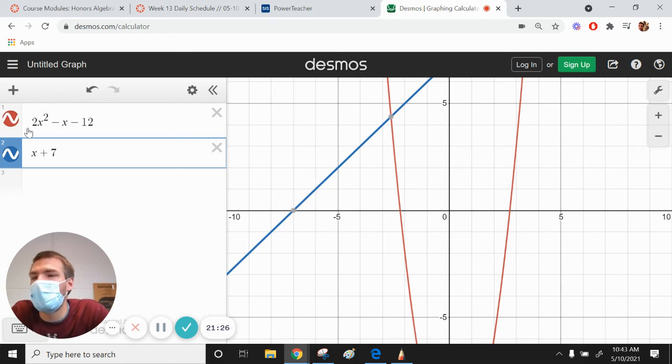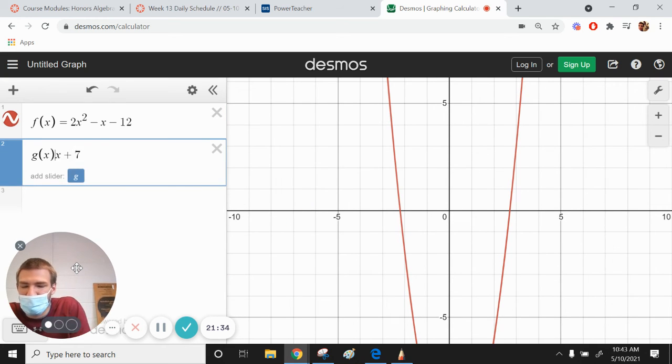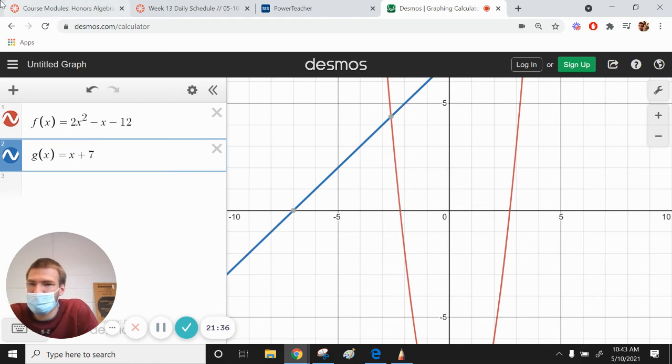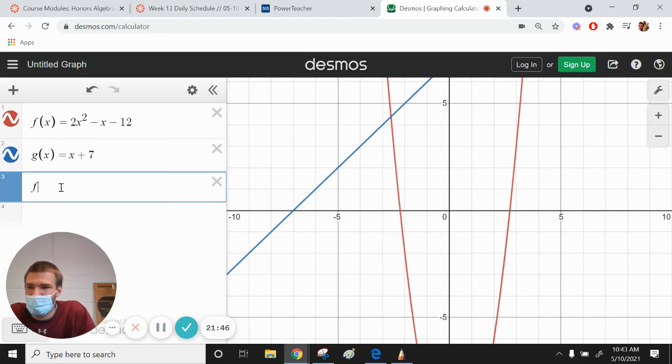But we need to do more than this. We need to make sure that Desmos knows what we're going to call them, right? So I need to also go in there and type this f of x stuff. Now this basically means nothing except for the fact that now Desmos knows that if I type in f, I'm talking about this f.